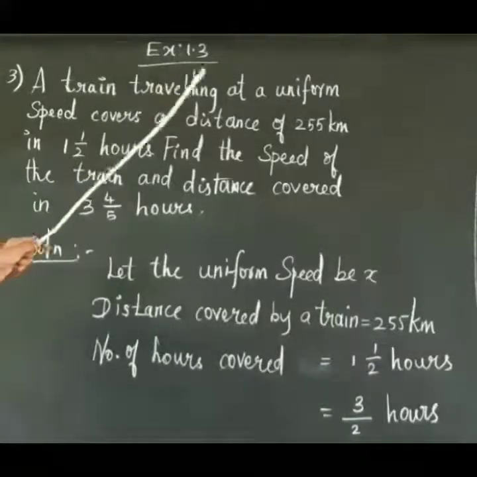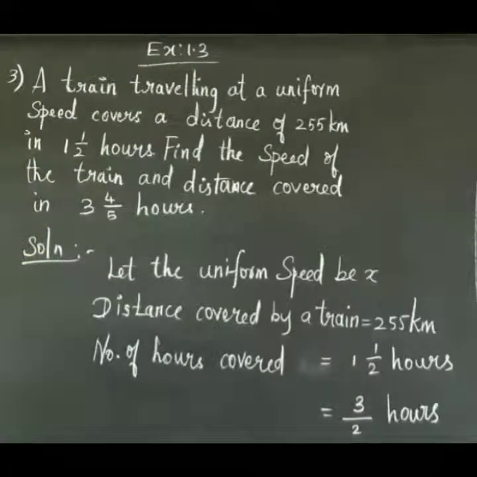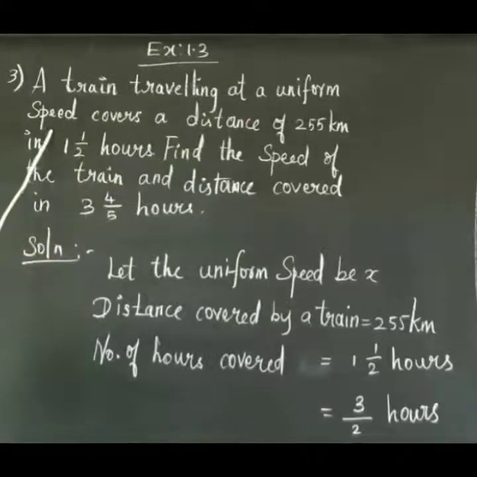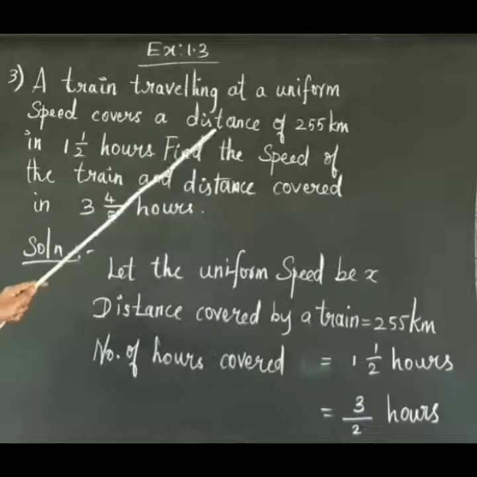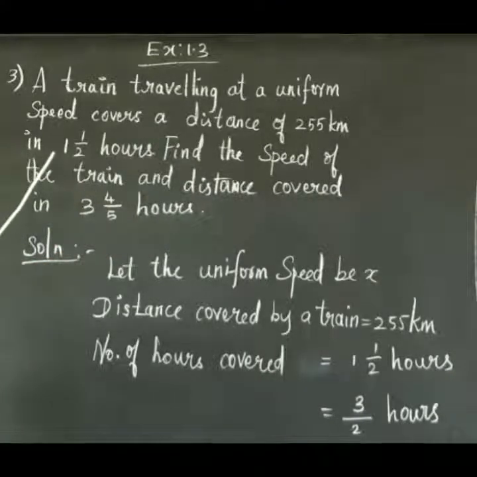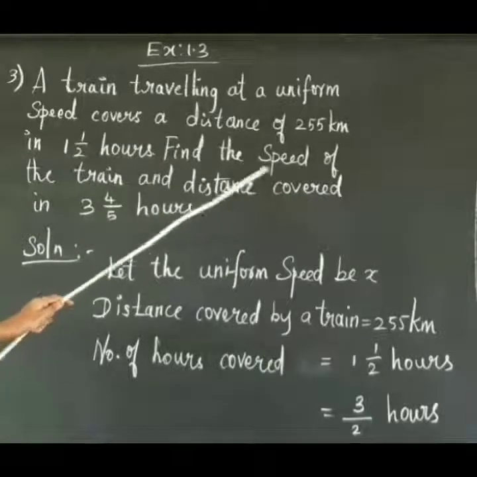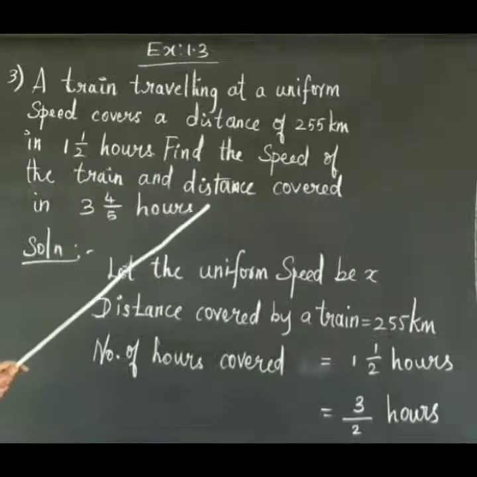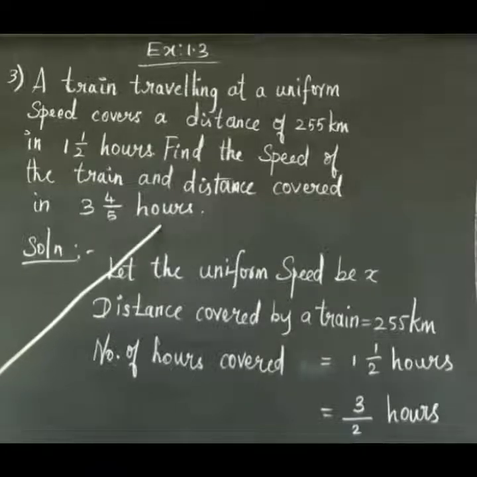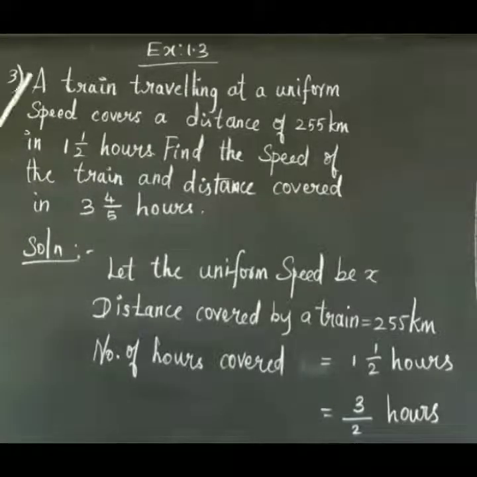Exercise 1.3, third question. A train traveling at a uniform speed covers a distance of 255 km in 1 1/2 hours. Find the speed of the train and distance covered in 3 4/5 hours. See students, what is given in the question?